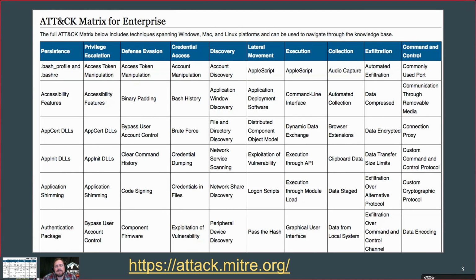Hey, John, there's a couple more that cropped up, actually. So you mentioned Caldera.